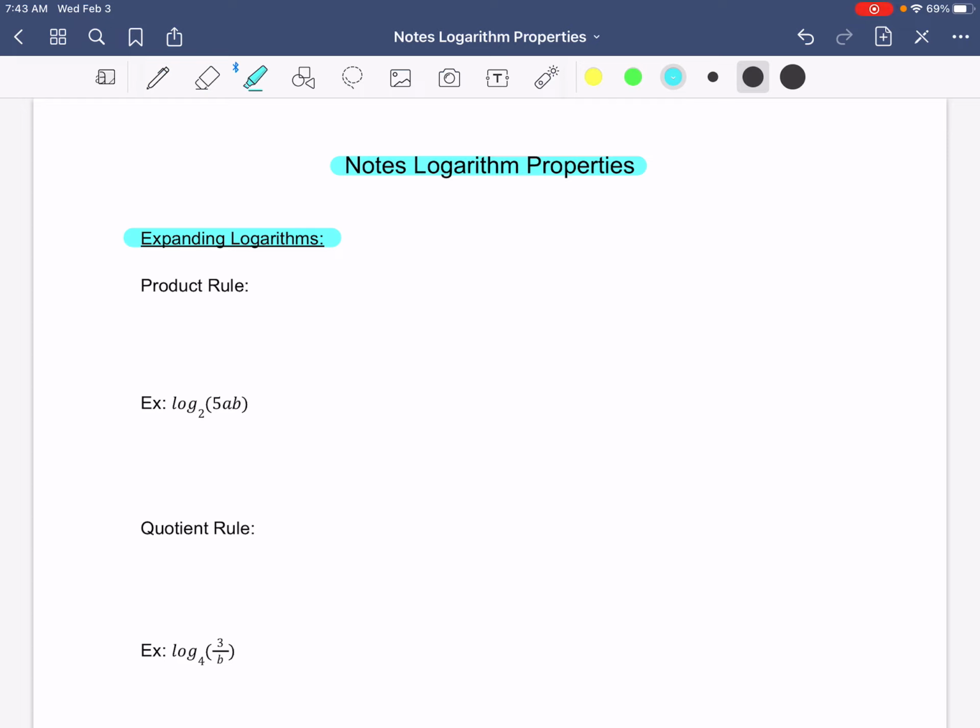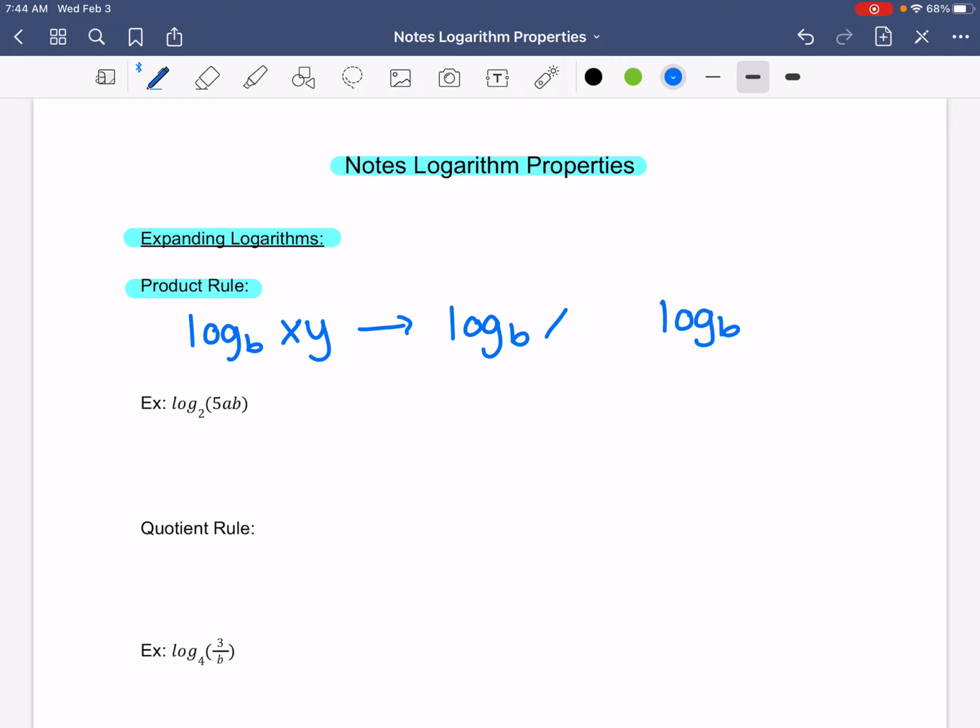There are three little rules that we're going to use to expand and condense logarithms. First we have the product rule. The product rule says that if you have log base b and you're multiplying two things together, there are two different things being multiplied here, an x and a y. However many pieces you're multiplying, you break it up into that many log base b's. So we have log base b, two of them, one for x and one for y. If these two things are being multiplied, you put a plus sign in between.